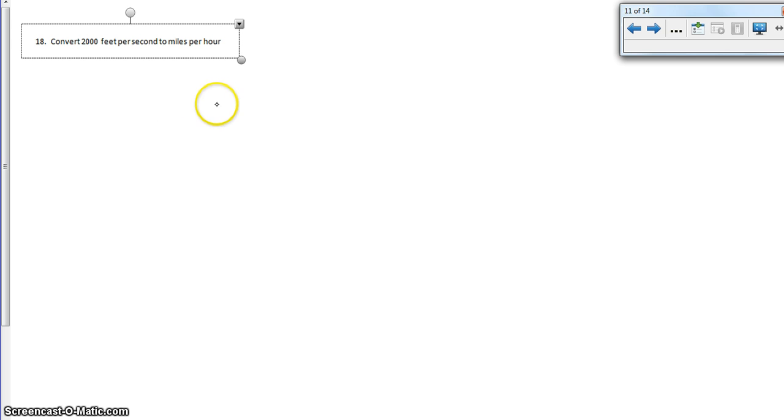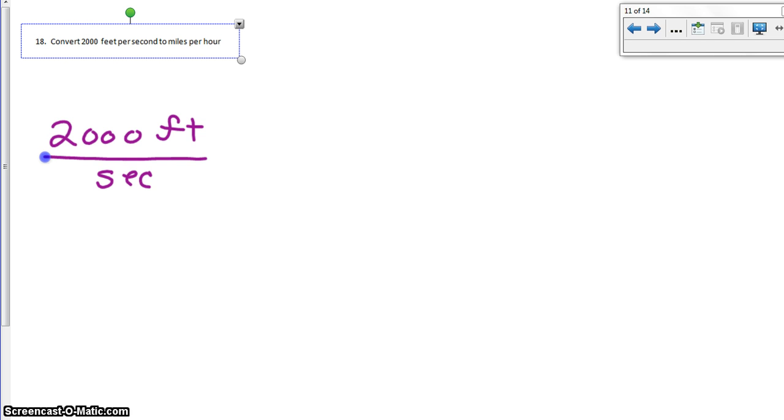For this one, 2,000 feet per second to miles per hour. Let's think about what Mrs. Rose had said about making Mama happy and making Daddy happy. Let's make Mama happy first. To convert to 1 mile, there are 5,280 feet in 1 mile. Feet, feet. Mama is now happy.